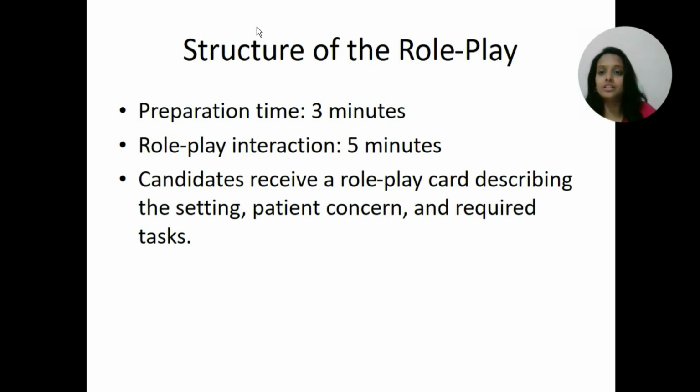So here is the structure of OET Task 1. Each role play follows this structure: preparation for 3 minutes and role play interaction for 5 minutes. During the 3 minutes of preparation, you receive a role play card. On this card, you will see the setting, for example, hospital, clinic, outpatient department, or community pharmacy, information about the patient, the patient's concern, and bullet points describing what you must do during the conversation. All these things you can see on the card.